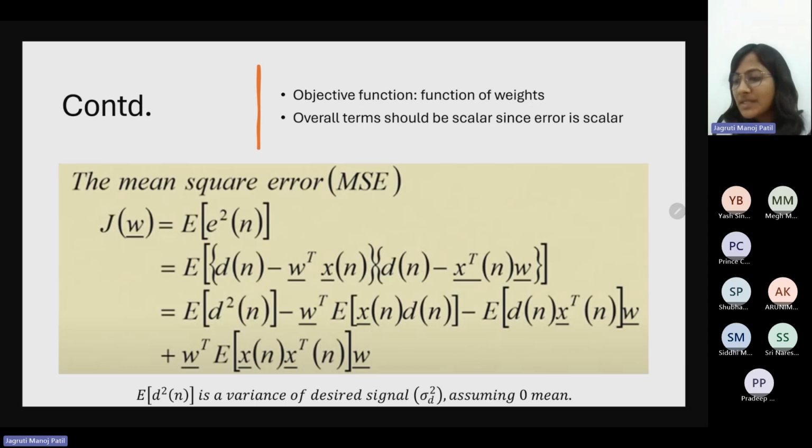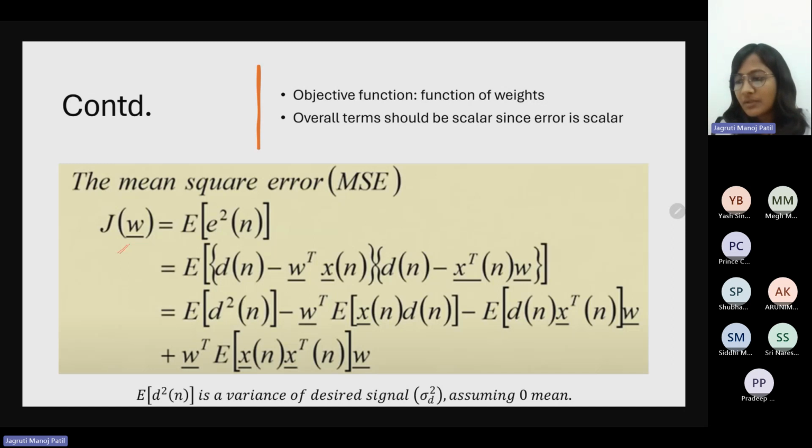So how do we define the mean square error? Let's say we have another vector, say j of w, that we can define as the expectation of the square of this error. It's pretty obvious from the name, mean square error. So it's actually an objective function. And overall, all these terms should be scalar, since error is a scalar value over here. So we input the value, d of n, w transpose x of n, w of n, x transpose w, x of n times w.